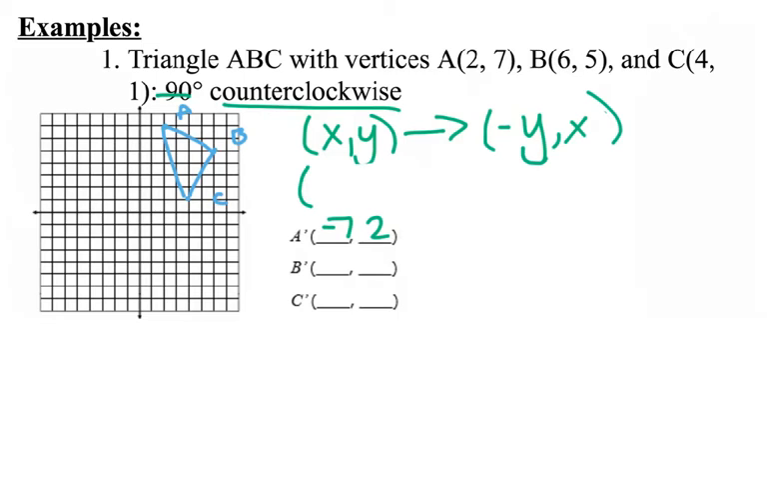Okay, so the pre-image for B was 6, 5, and now we need to find the image for B. So this says that I'm going to switch my coordinates, and my original y coordinate, the 5, becomes the opposite sign. So it's going to be negative 5, comma 6. And we'll do the same thing for the last point. So my pre-image point for C was 4, comma 1. The rule says to switch the x and y coordinates, and the original y coordinate becomes the opposite sign.